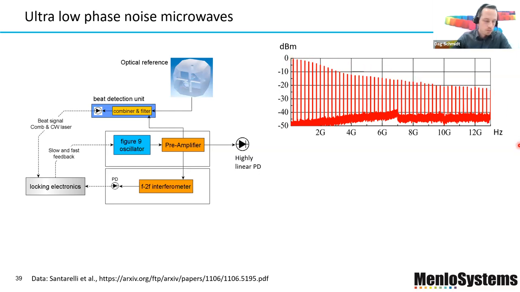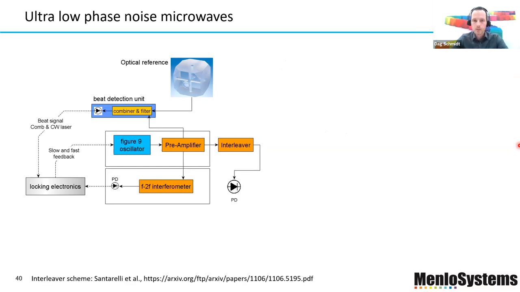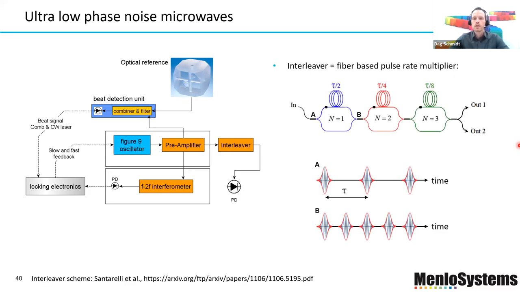And we can improve there by using a so-called interleaver. So what is an interleaver? An interleaver is a fiber-based pulse rate multiplier. And what is that? Well, here's the input signal. Then we split the laser beam here into two parts. And this part here is just longer than the other part.